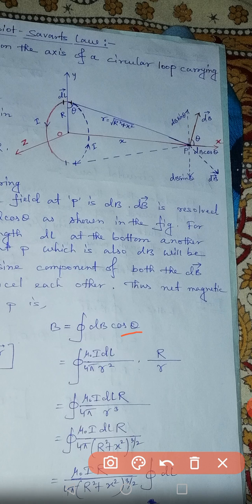For cos theta, if this is the triangle, cos theta means base by hypotenuse. Which one is base? Capital R. Hypotenuse is this one, the smaller r. So capital R by small r. Next, r square and r becomes r cube. Then this one. Next step.